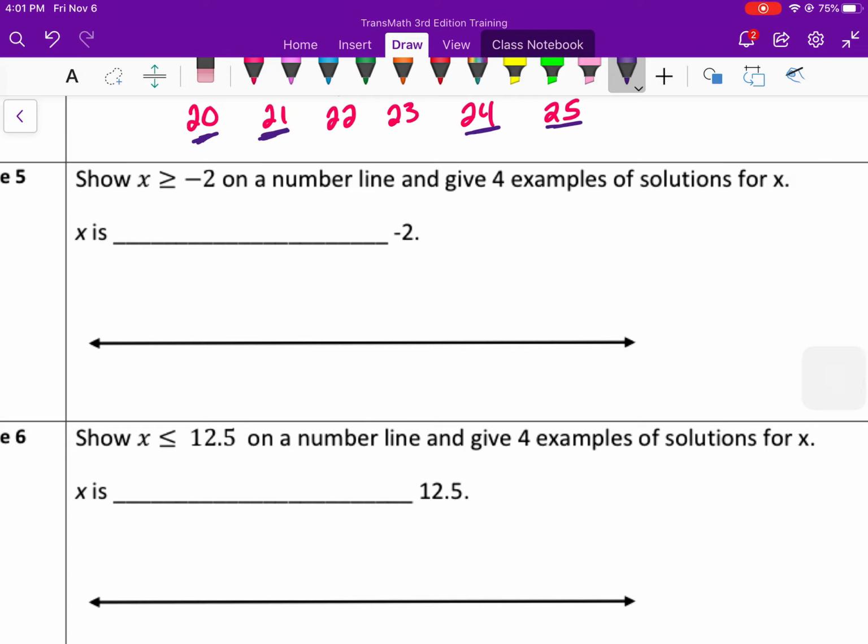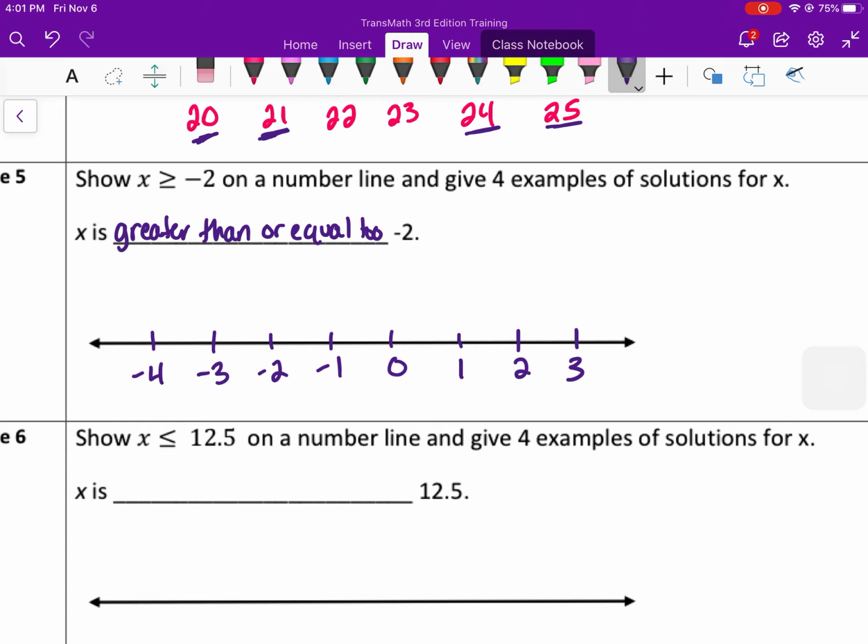For x is greater than or equal to negative 2. So that's what this symbol means: it points to the right and has the line under it. That is greater than or equal to negative 2. So negative numbers start out like this, like negative 4, negative 3, negative 2, negative 1, then 0, then it goes positive 1, positive 2, positive 3.